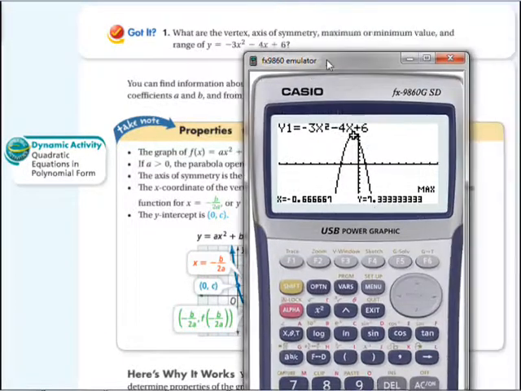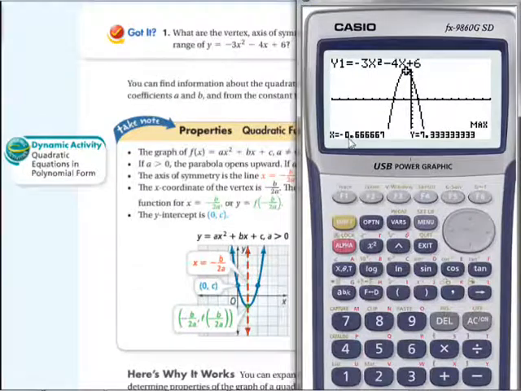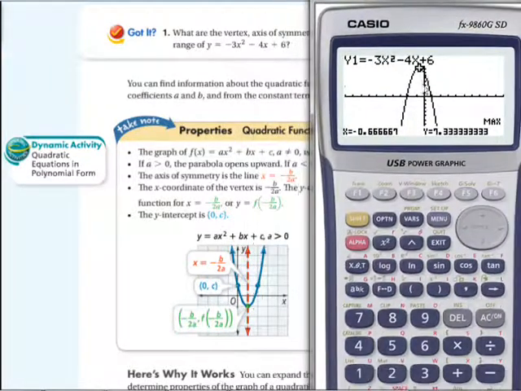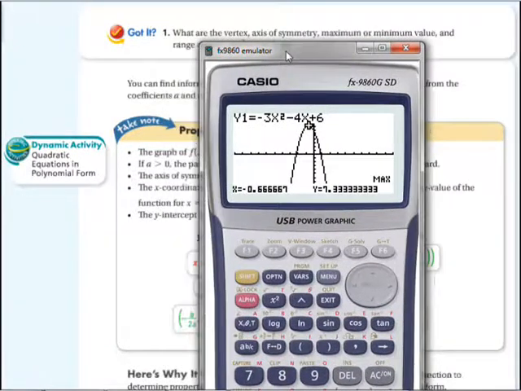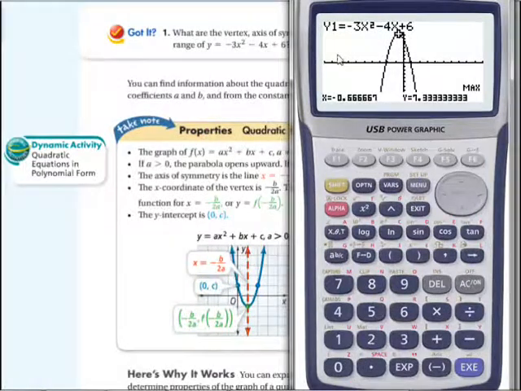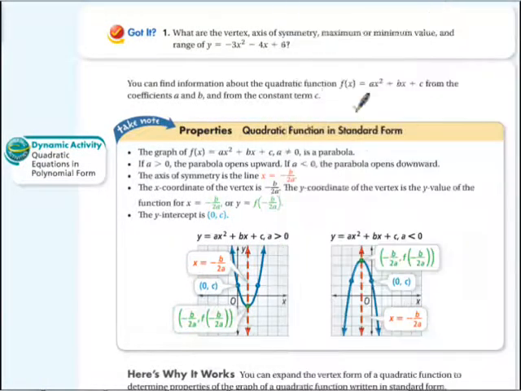The axis of symmetry is right here also. The vertex is -2/3 and 7 1/3. So the axis of symmetry is at x equals -2/3. What else did they want? The range is y is less than or equal to 7 1/3. All right, so there we go: vertex, axis of symmetry, max or min, and range. All that just from the picture, and it's very easy for you right there in the Casio.